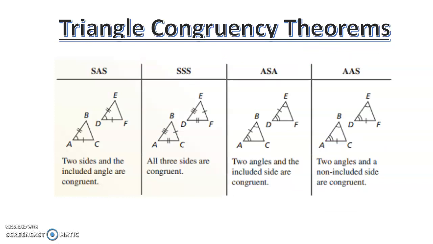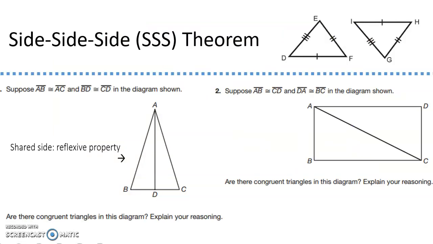Now we're going to talk about the triangle congruency theorems. Our first theorem is side, side, side. This theorem tells us that if a triangle has 3 sides that are congruent, the triangles are congruent. So we're going to look at this example on the left.